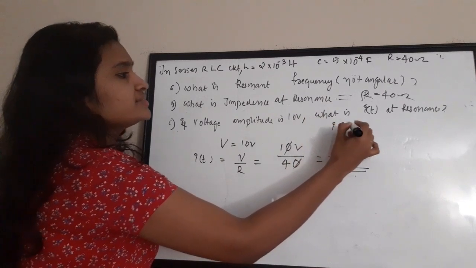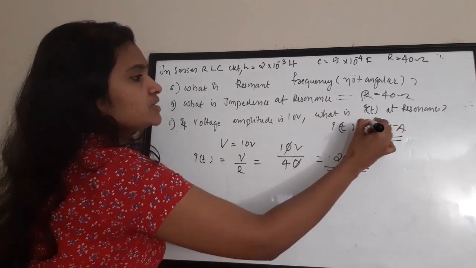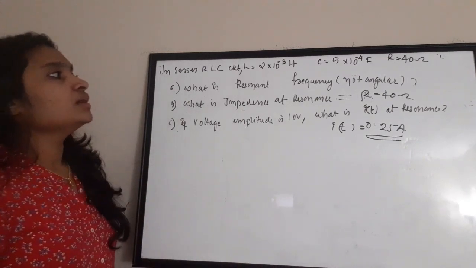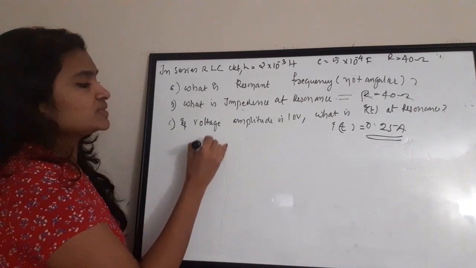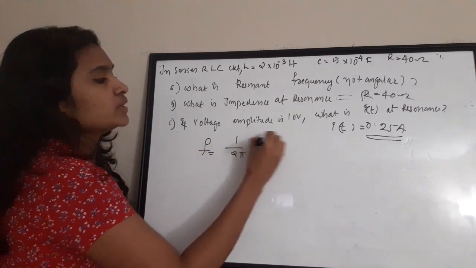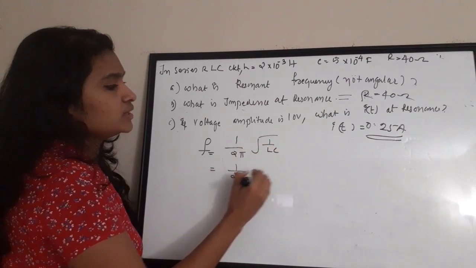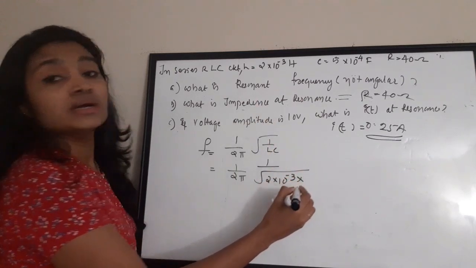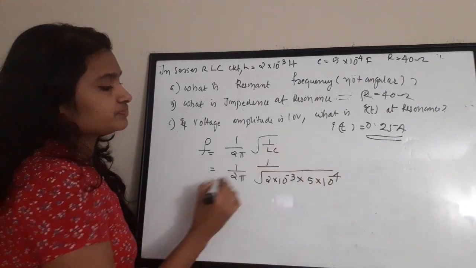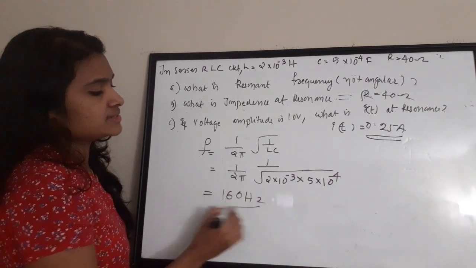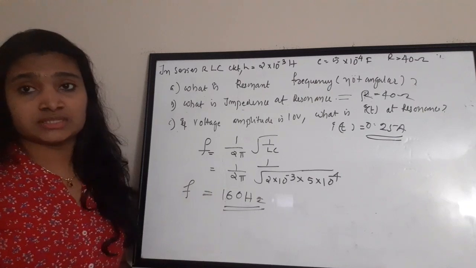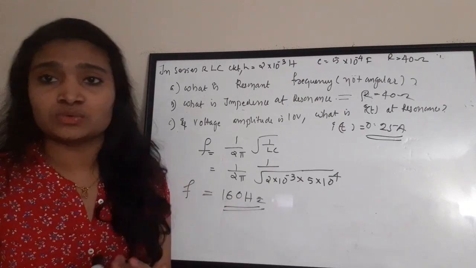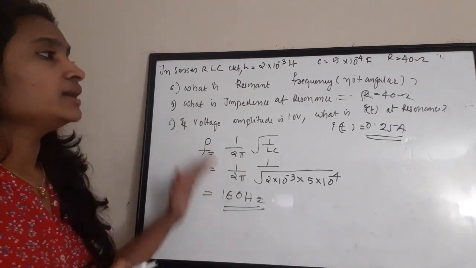So we have already obtained two answers directly without spending much time. These are the answers for options B and C. Now we only need to find the answer for the resonant frequency F. It is 1 by 2 pi into the square root of 1 by LC. That is 1 by 2 pi into 1 by root of L, which is 2 into 10 raised to minus 3, into C, which is 5 into 10 raised to minus 4. If you solve it, you will get 160 hertz as the frequency, which is not the angular frequency. If you are asked for the angular resonance frequency, you have to take omega 0. Otherwise, find F0, that is omega 0 by 2 pi. So these are the answers for this question.